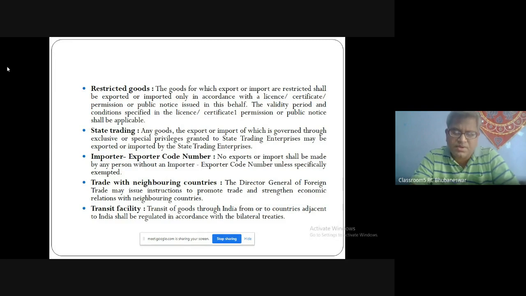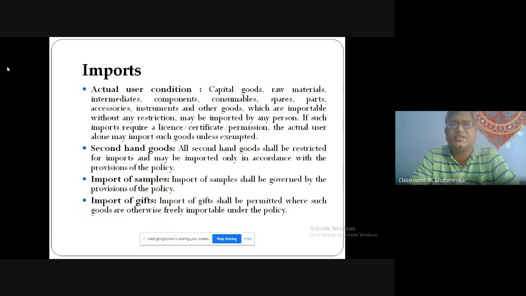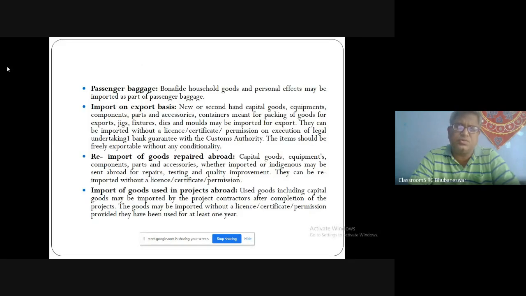Some code number is also there, export code number. These are already discussed in IBO 1 to 4, regarding how exporting and importing arises, and what type of conditions are to be related through the exporting and importing of the goods.